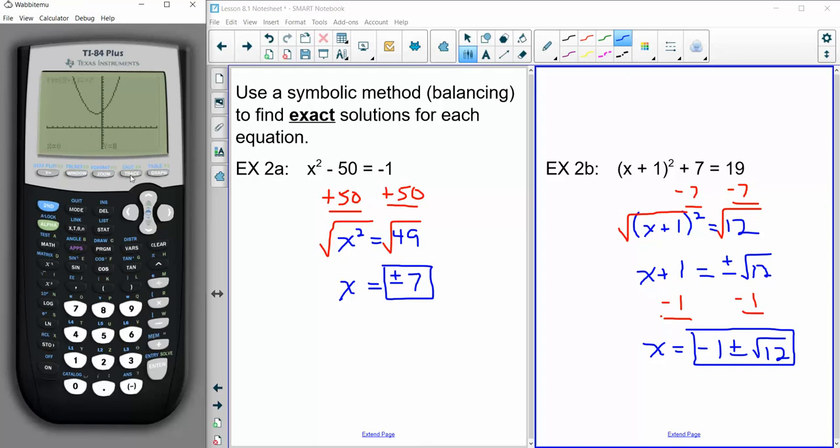Okay, if I go trace, negative 1 minus the square root of 12. See, that gives me 19 right there. And how about negative 1 plus the square root of 12? It gives me that number right there. So if I wanted just like normal looking numbers, I could round a little bit, right? Let's go back to the graph. That's probably an easier way. Trace negative 1 minus the square root of 12 is about negative 4.46.